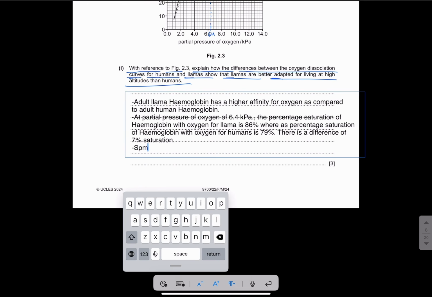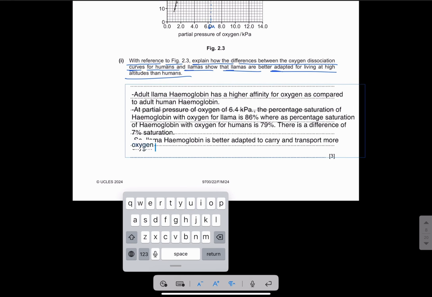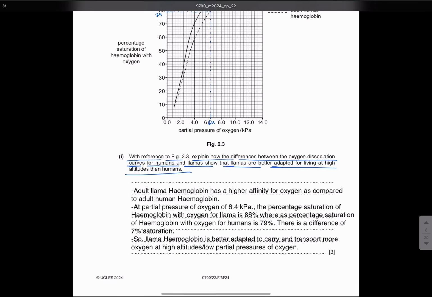So llama hemoglobin is better adapted to carry and transport more oxygen at high altitudes or low partial pressures of oxygen. All right, let's move on to the next part.